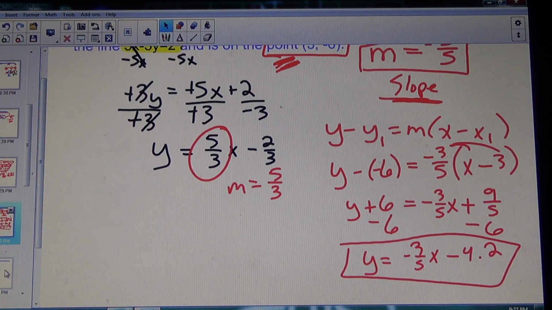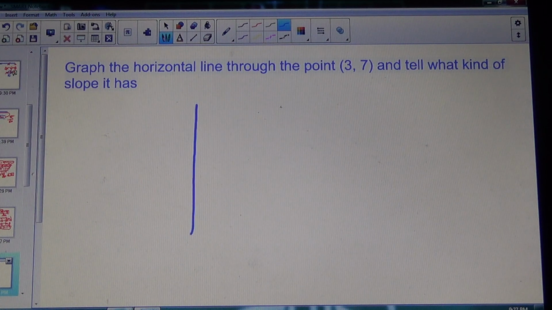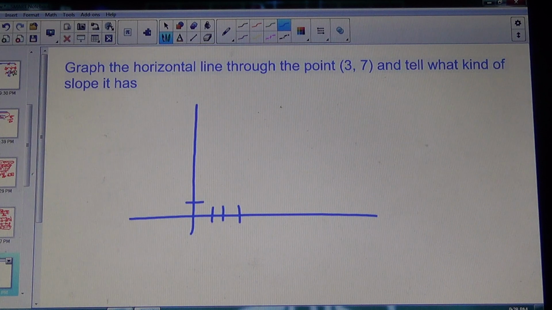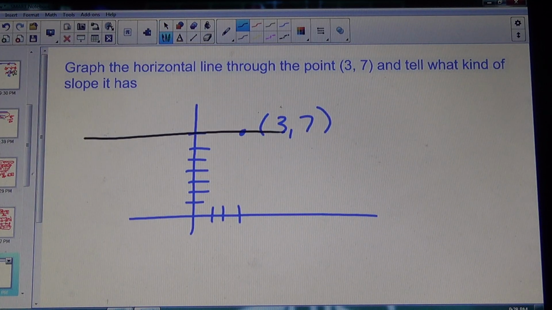Alright, next question. Graph a horizontal line through that point, and then tell what kind of slope it has. Well, if I were to graph this, so here's my xy axis, the point is over 3 and up 1, 2, 3, 4, 5, 6, 7. Alright, there's the point. Horizontal would mean probably like a horizon, so this direction.